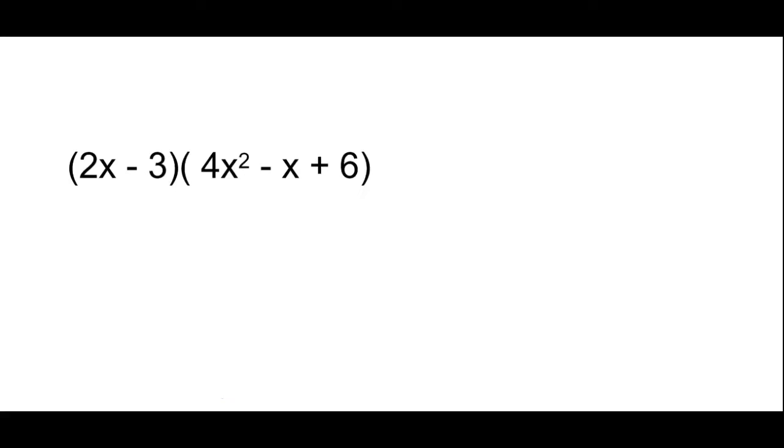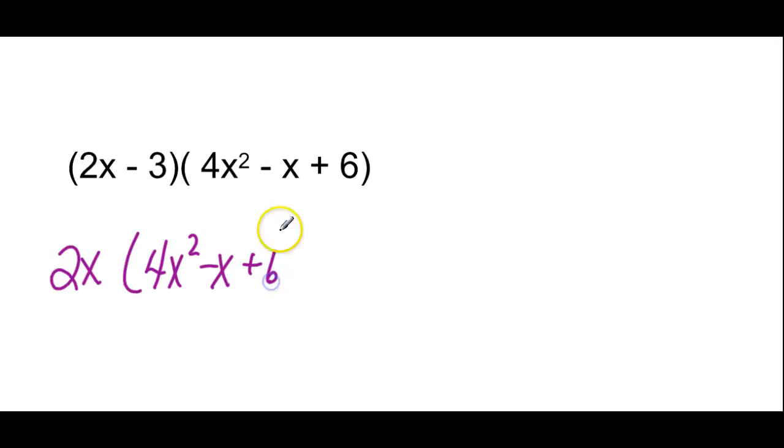All right, let's take it a little bit further. This time we have a binomial times a trinomial. So it's going to be the same premise, the same idea. I'm going to take the 2x and I'm going to multiply it times the entire polynomial behind it. All right, that should be a little curve there, not straight up and down. So that's going to be times 4x squared minus x plus 6.